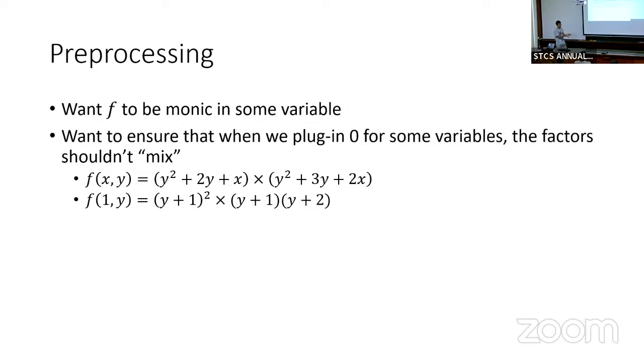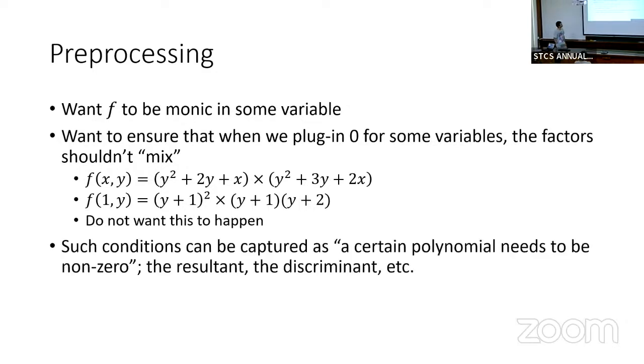But once you look at the factorization in the univariate world, you are seeing some y plus 1 factors with some multiplicity. You don't quite know where these things came from. So we want to ensure somehow that when you go to the univariate world, the corresponding factors don't start mixing up. They don't collide with each other. So we do not want this to happen. And it turns out that such conditions can be captured by saying that some polynomial that involves your initial f and so on needs to be non-zero.